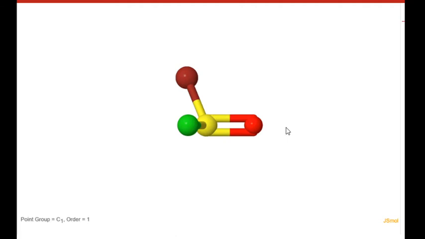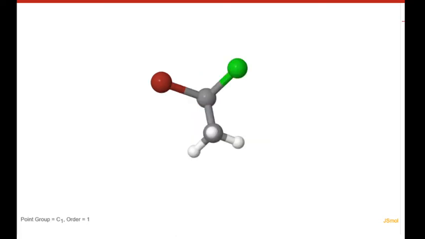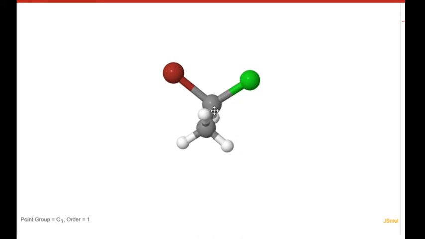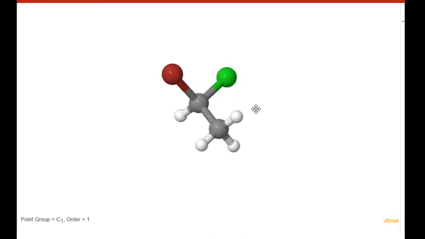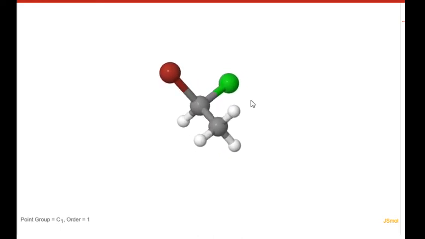Now let us see the another example of the molecule. This is the another molecule, it's a bromochlorofluoromethane, right? So this is the bromo Br. This is the fluorine atom connected with the carbon, and this is the hydrogen atom connected with the carbon atom. Okay, so it's a bromochlorofluoromethane.